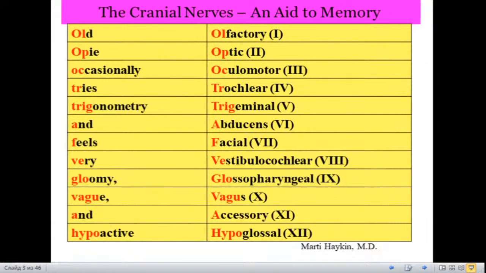So, as you know, there are 12 pairs of cranial nerves, and one professor, Marty Hyken, proposed these mnemonics for easy memorizing of cranial nerves. He proposed the next sentence: Old Opie occasionally tries trigonometry and feels very gloomy, vague, and hypoactive. As you can see, the first letter in each word indicates the first letter of a particular cranial nerve.